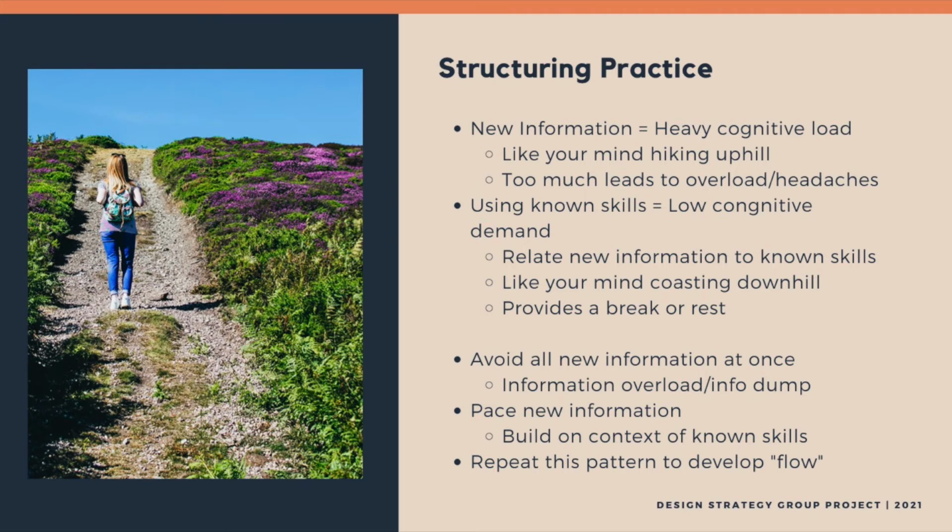Avoid providing all information at once. This leads to information overload, often referred to as an info dump. We want to pace new information and build on context of known skills. Repeating this pattern develops what we call flow. To go into more about that, I'll hand it over to Bailey.